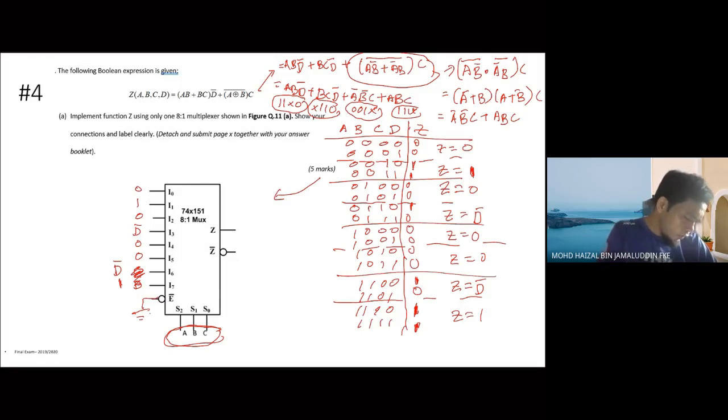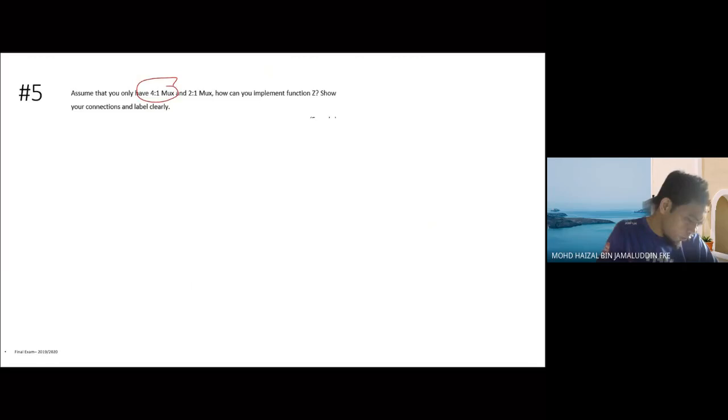Okay, next question using the same question. You need to use a 4 to 1 mux and a 2 to 1 mux. That means previously you were using the 8 to 1 mux. So now you need to use a 4 to 1 mux and a 2 to 1 mux. So here you actually need to use a 4 to 1 mux and a single 2 to 1 mux. So let's draw the 4 to 1 mux.